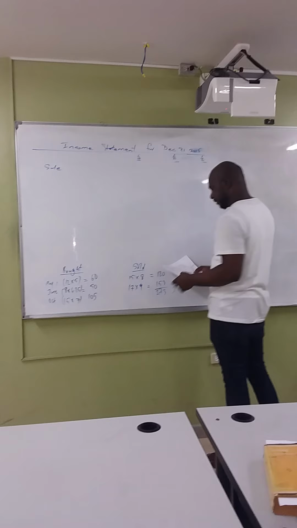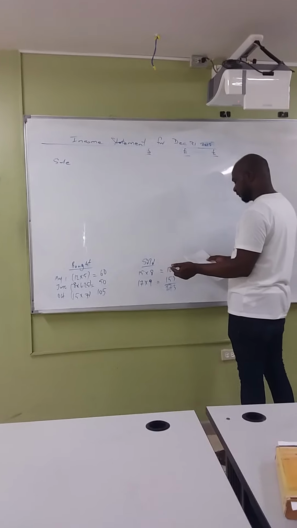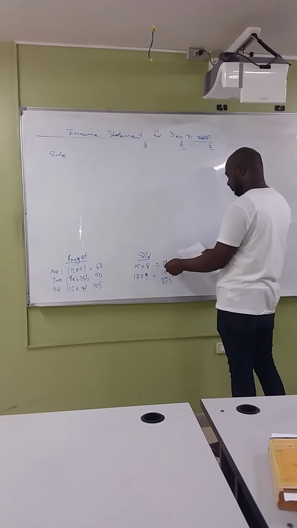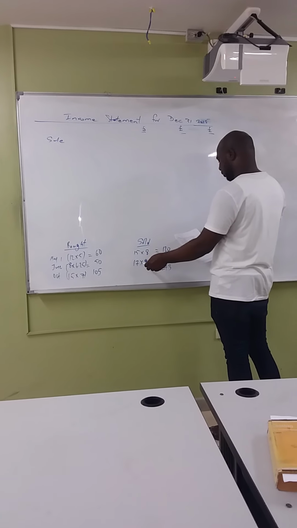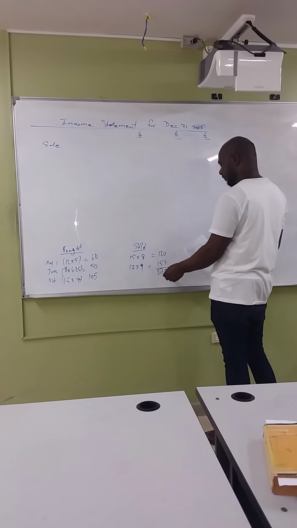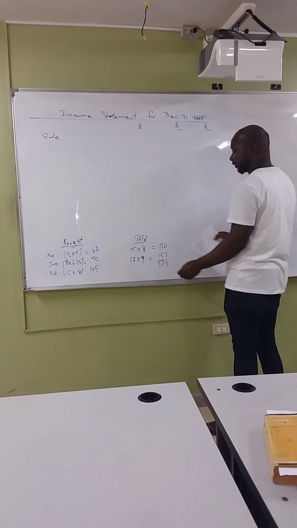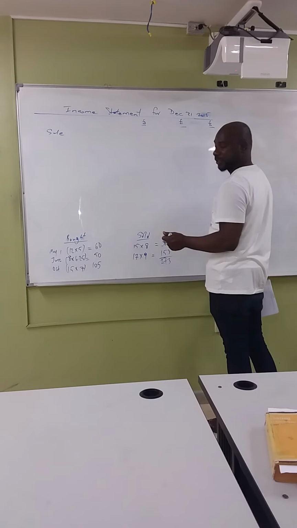And if you look at the question, August the 21st, you sold what? 15 at 8. That gives you 120. And November the 5th, you sold 17 at 9. That gives you 153. Add the two of them together, you get what? 273.